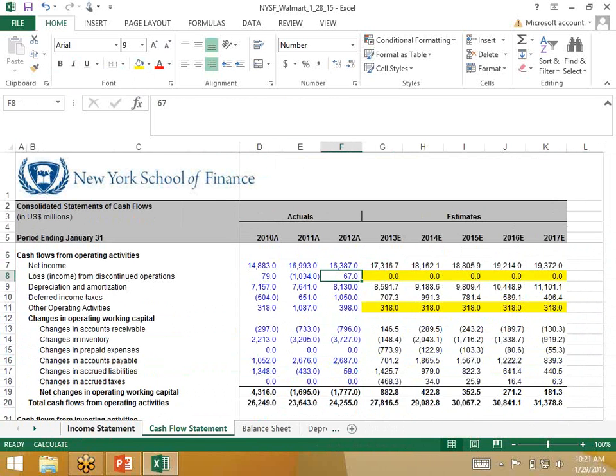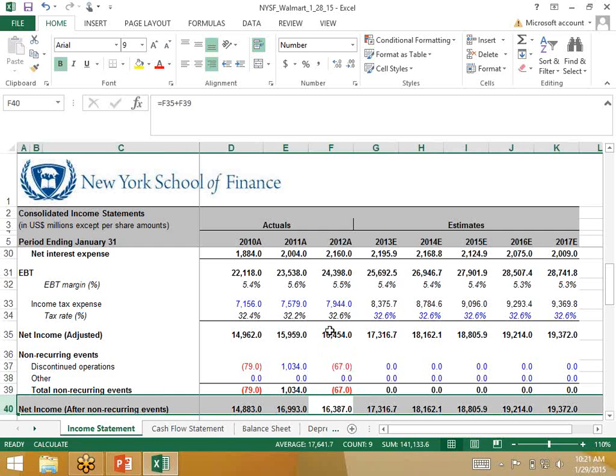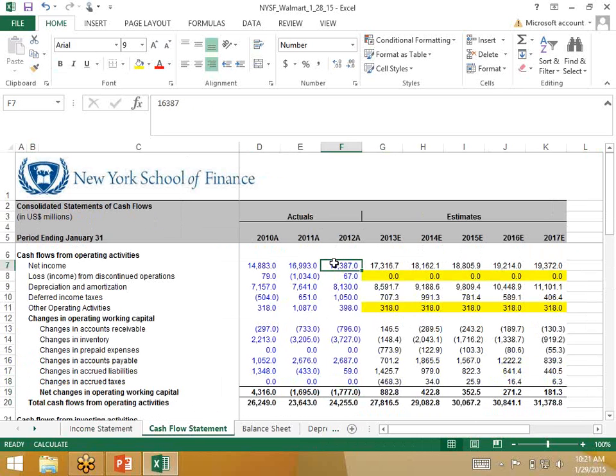So here's net income. After net income, they removed discontinued operations, and this was the line item that began the cash flow statement. So we used this 16387 that began the cash flow statement, and we said, all right, well, this 16387 had a line item that was non-cash. I'm going to add it back. So it's going to add back 67, right? Because this 16387 was reduced by that 67.